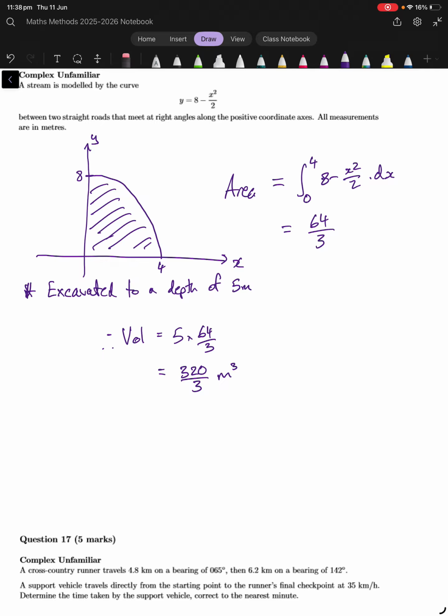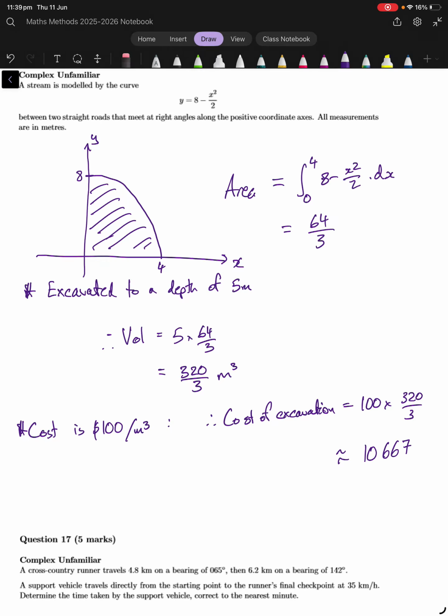And then they've given us a cost is $100 per cubic meter. So again, that's missing from the question that I've at least copied in here. Maybe it is on a different bit and I haven't copied it correctly. Cost is $100 per cubic metre. So now I could go ahead and say, therefore, the cost of excavation, and that's just 100 multiplied by the 320 over 3, which is approximately $10,667. Again, this was to the nearest dollar.